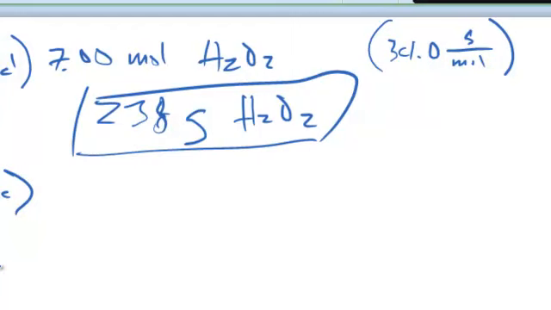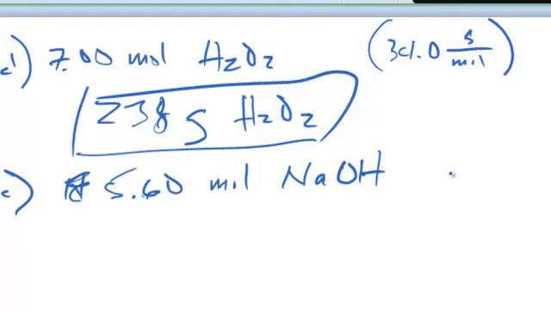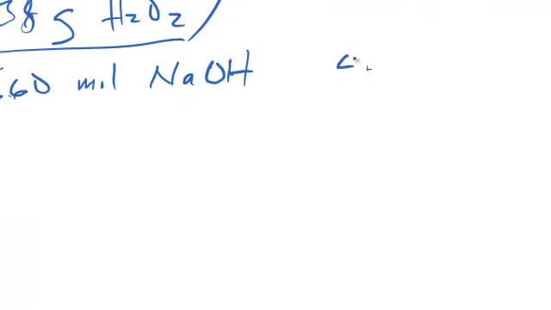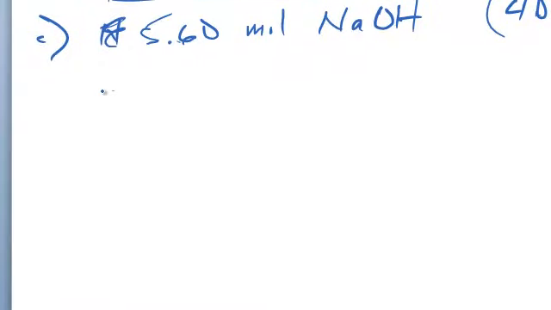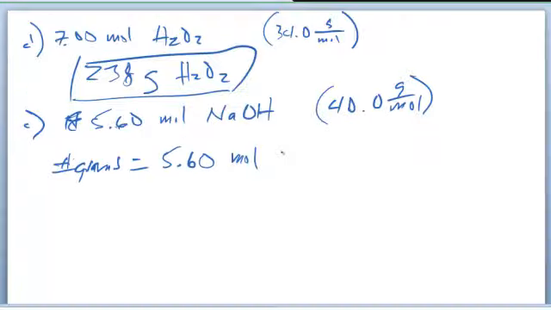Okay, A, B, C, D, E. Okay, we're given 5.60 moles of sodium hydroxide. The molar mass of sodium hydroxide is 40.0 grams per mole. And when you essentially take 5.6 moles, multiply it by 40.0 grams per mole, and actually, let me set it up this way. And I think you'll see that the units work out quite nicely.